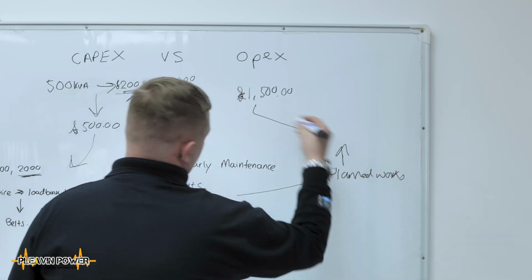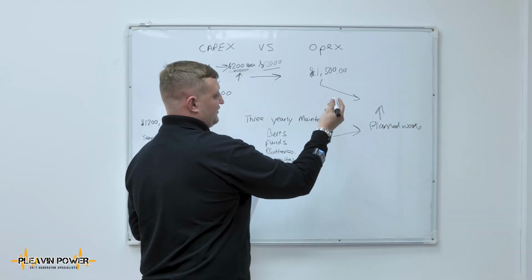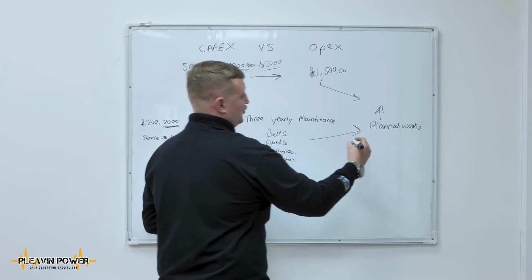However, also what needs to be budgeted in an Opex is the amount of money made available for unexpected events.